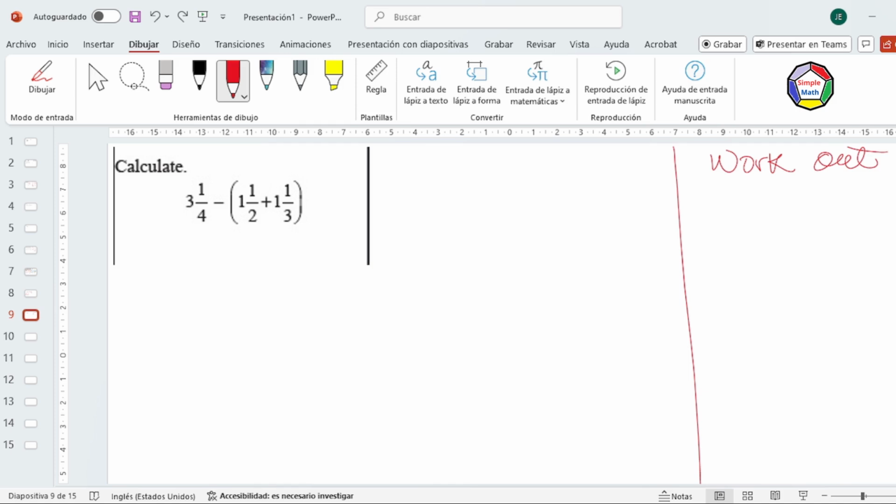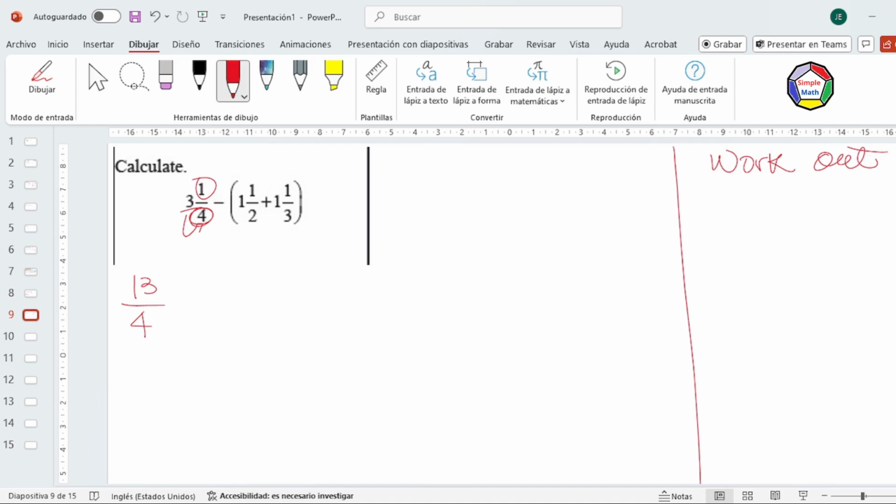Step number one, I have to convert all the mixed numbers we have into improper fractions. Remember, to convert a mixed number into an improper fraction, we multiply the whole part by the denominator, and then we add the numerator. So we multiply, then we add. So 3 1/4 is 3 times 4 plus 1. 3 times 4 is 12. 12 plus 1 is 13. So this is the same as 13 over 4. Remember, we keep the same denominator.